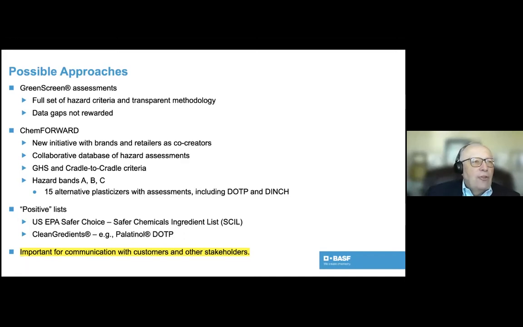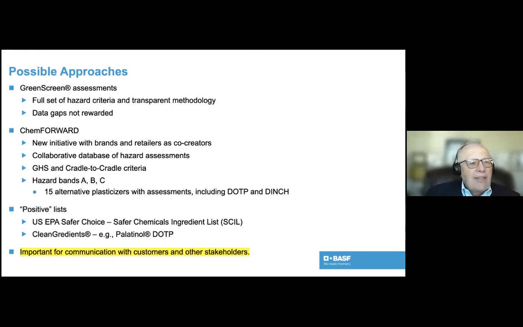It uses both GHS and cradle-to-cradle criteria for doing the assessments, which obviously have overlap between the two, but it gives you a slightly different perspective, which I think can be really helpful. From the classifications, you can develop things into hazard bands, A, B, and C. There's also an F, but you don't really want to be in the F side. So A, B, and C are examples of safer chemistries.